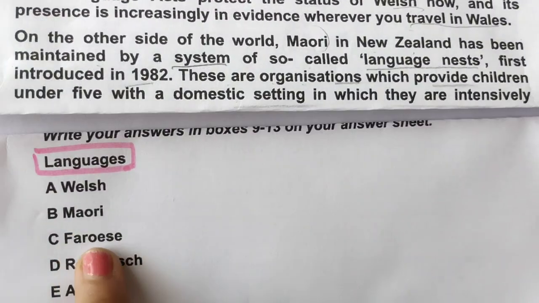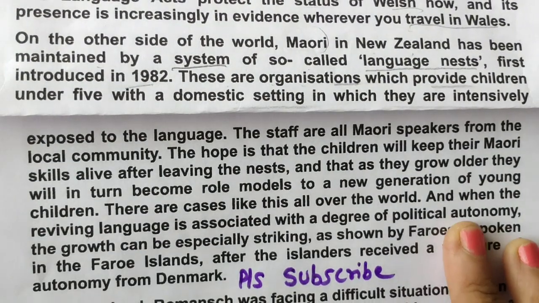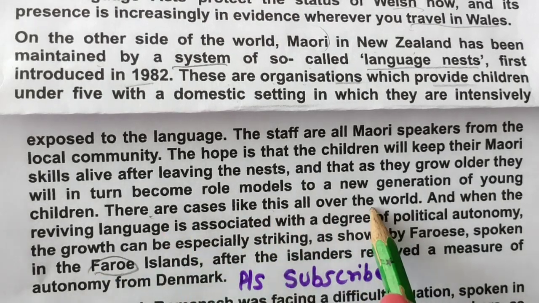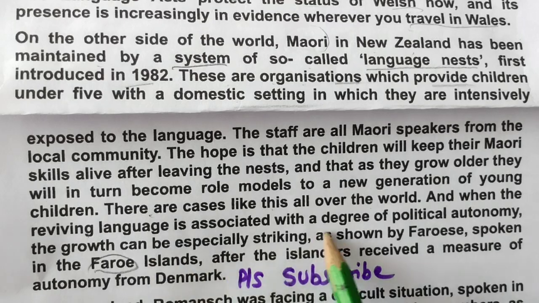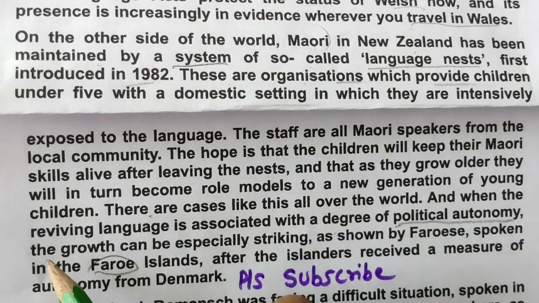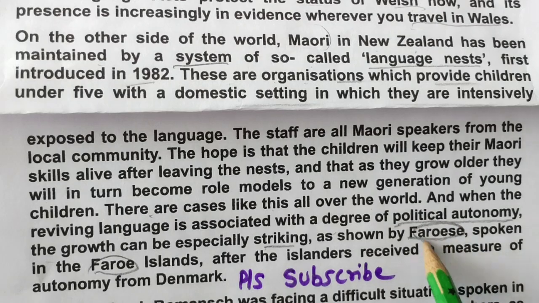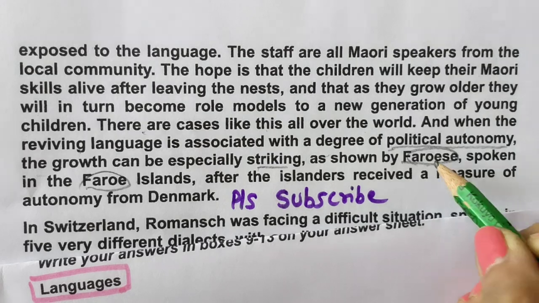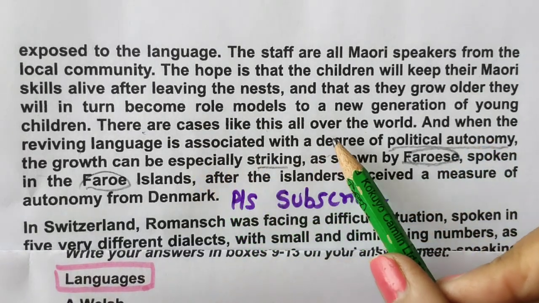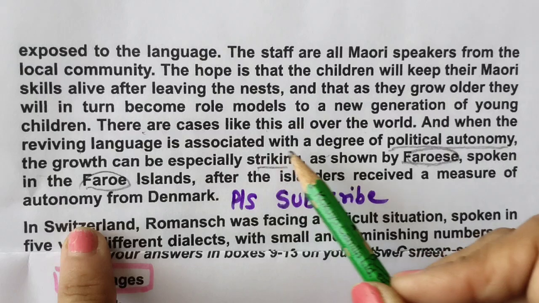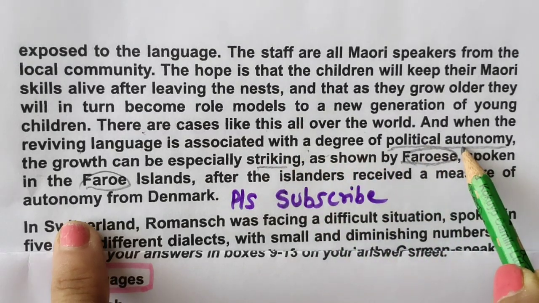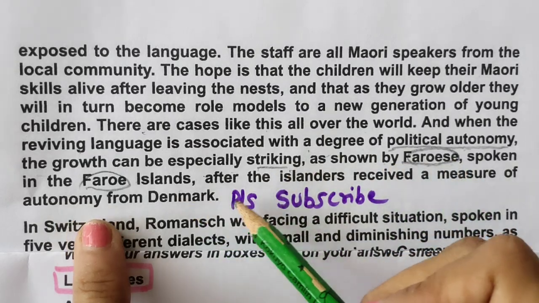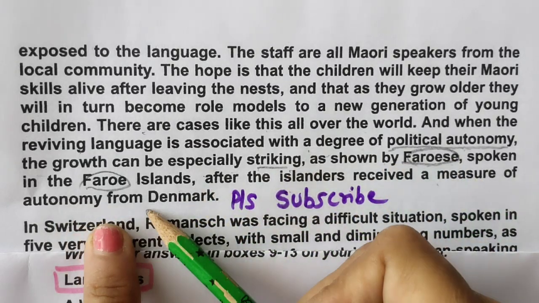Okay, next one is this language. There are cases like this all over the world, and when the reviving language is associated with a degree of political autonomy, the growth rate can be striking, as shown by this language, spoken in these islands after the islands received a measure of autonomy from Denmark.